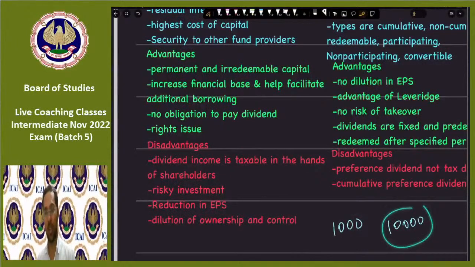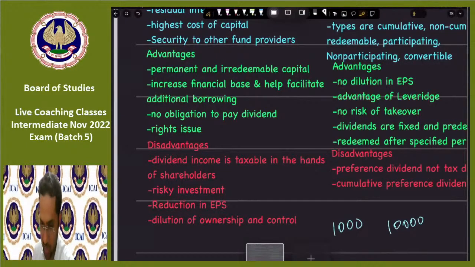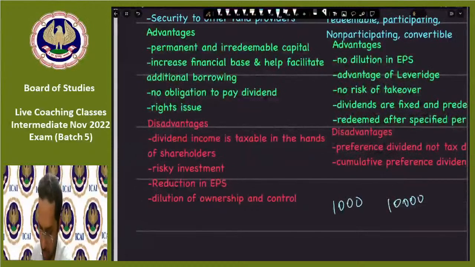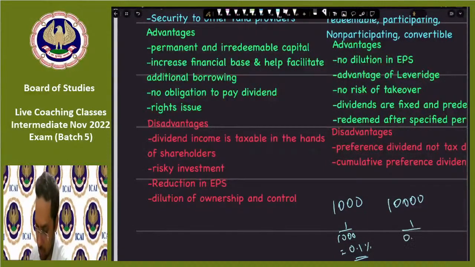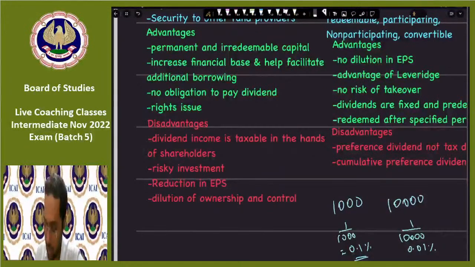Now, when you have 10,000 shares, the profit will get distributed between 10,000 people, and every owner will get just 1/10,000. Right. So you can say in the first case, each shareholder was getting 1/1,000, that means a 0.1% stake. And now when you issue more shares, not 1,000 but 10,000, that is a 0.01% stake. So that's the dilution of the ownership, and also the earnings per share, the profit that you are getting per share, will also get reduced. So that's a disadvantage of equity shares.